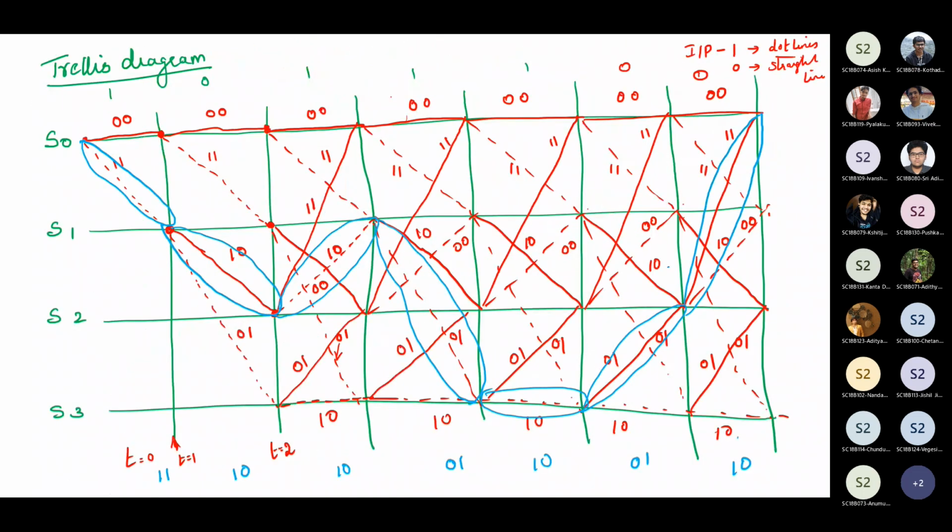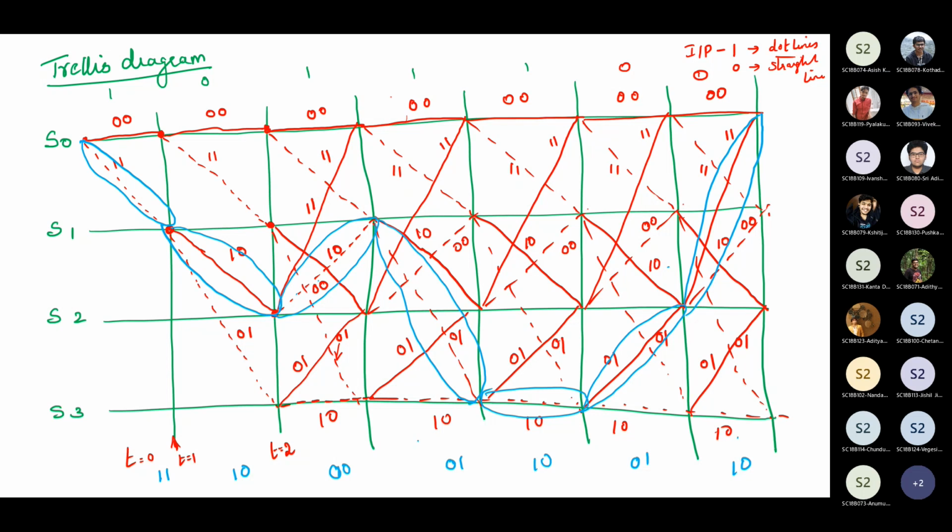Third is 0 0. Here I think this is the dotted line, right? So 0 0. Okay. So in this way only we will be decoding it using the trellis diagram, encoding it using the trellis diagram. Is this one clear? Yes, ma'am.